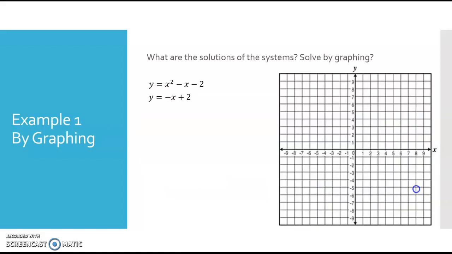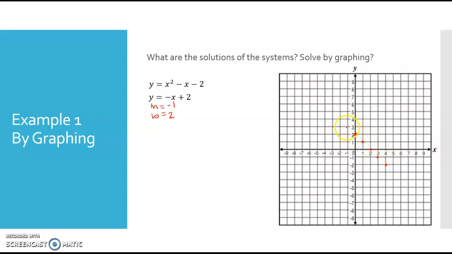Alright, so our first is by graphing. So we want, what are the solutions to the system, solved by graphing. The easiest one to graph is going to be our linear, right? That's where we have our m equals, our b equals. So our m is a -1, our b is a 2. And so I'm going to plot my b at 2, and then I'm going to go down 1 over 1 and continue going down 1 over 1.